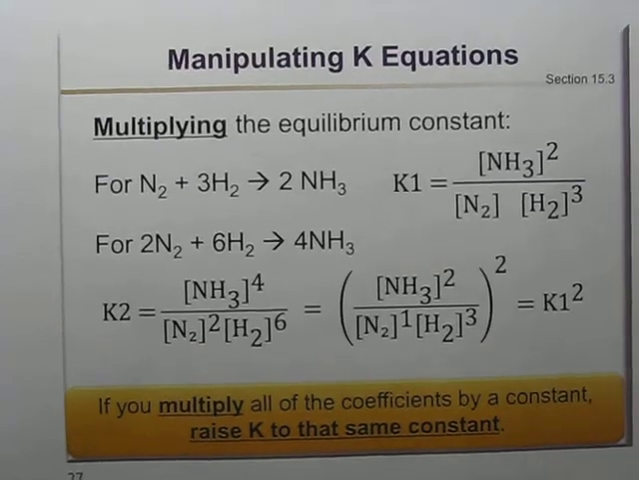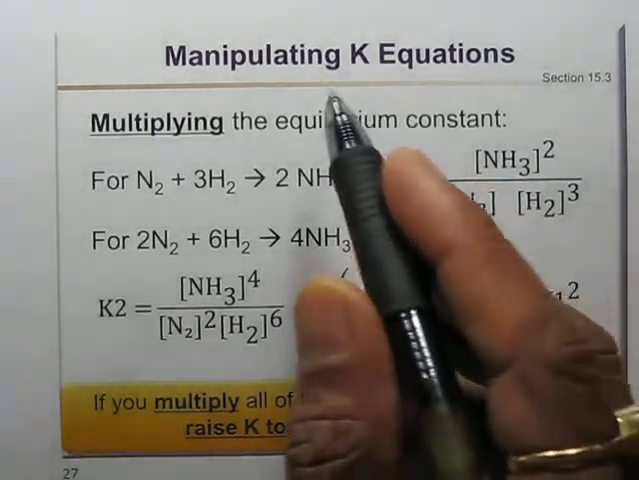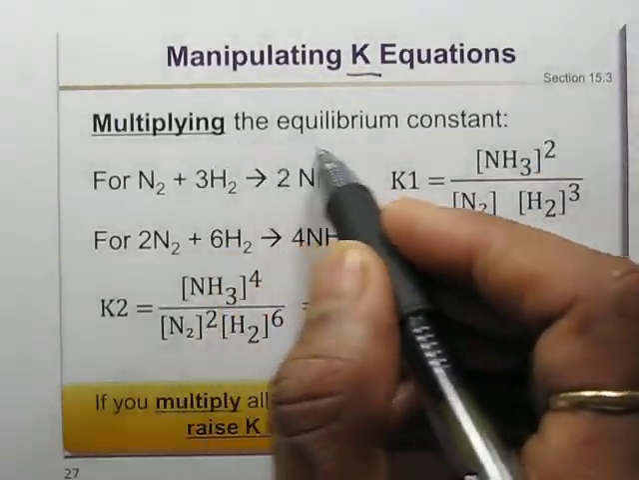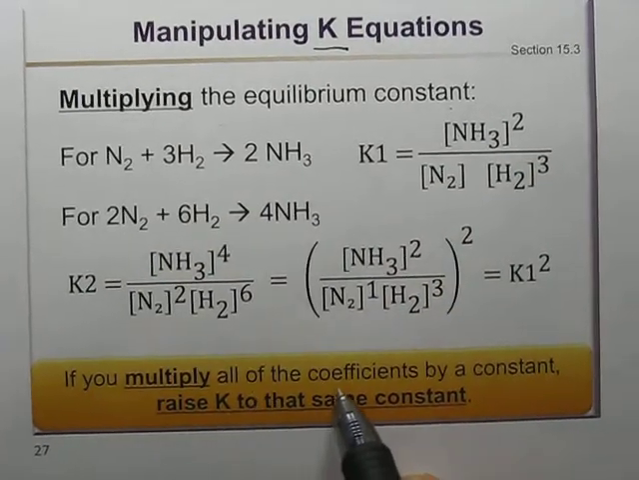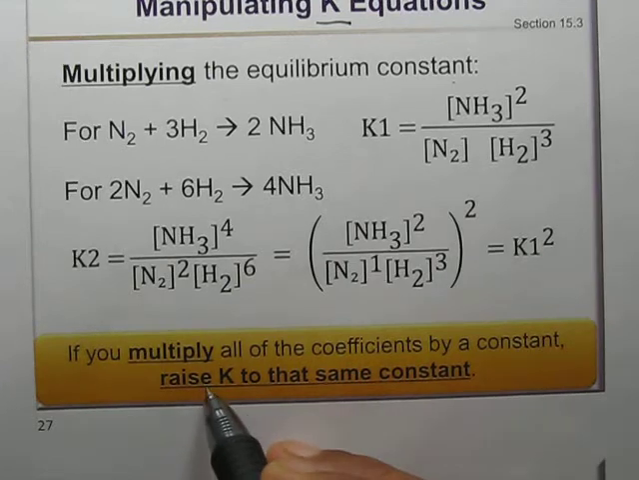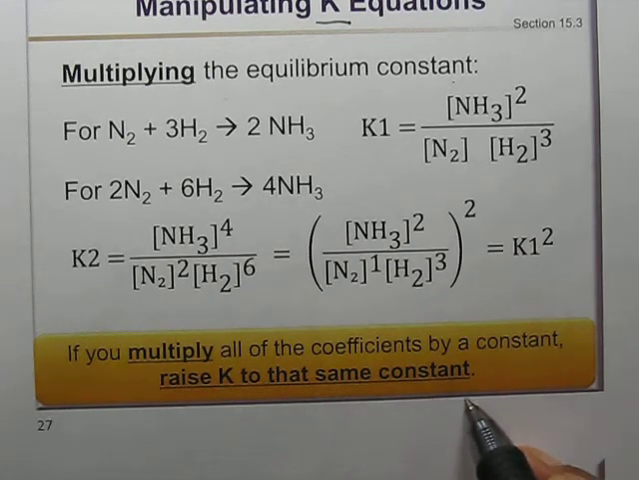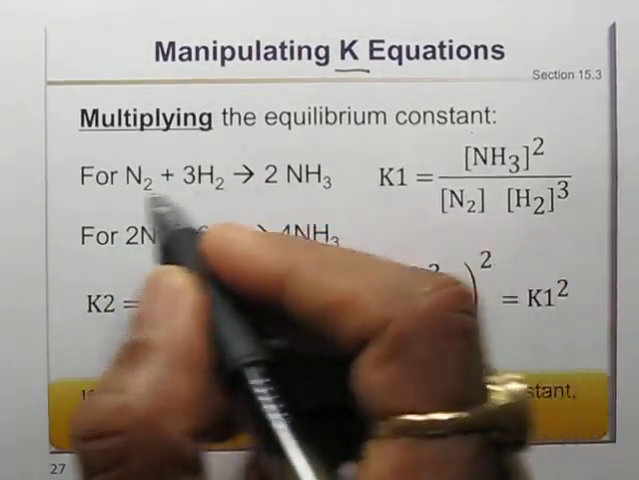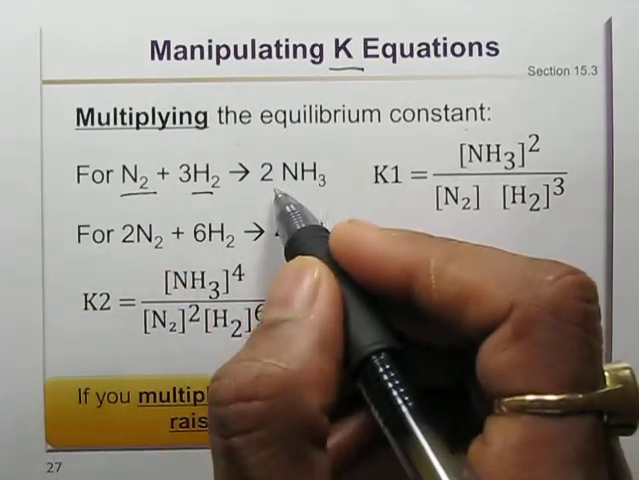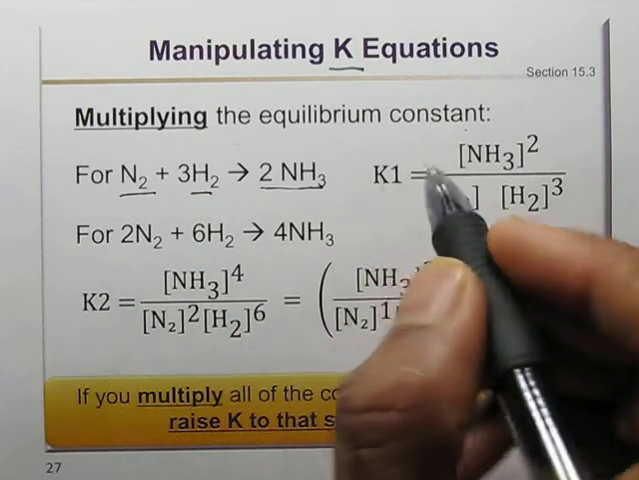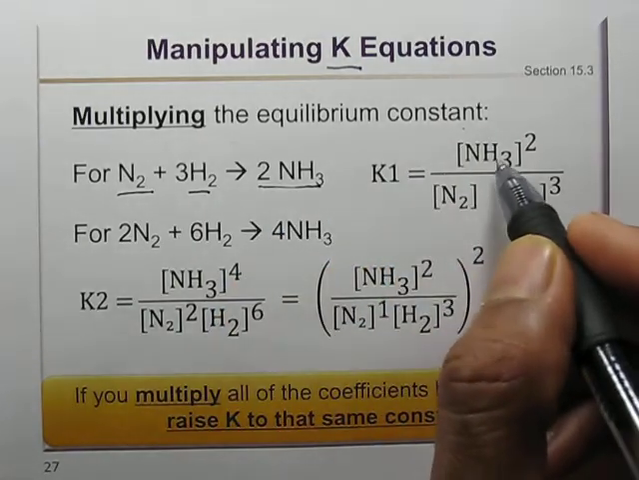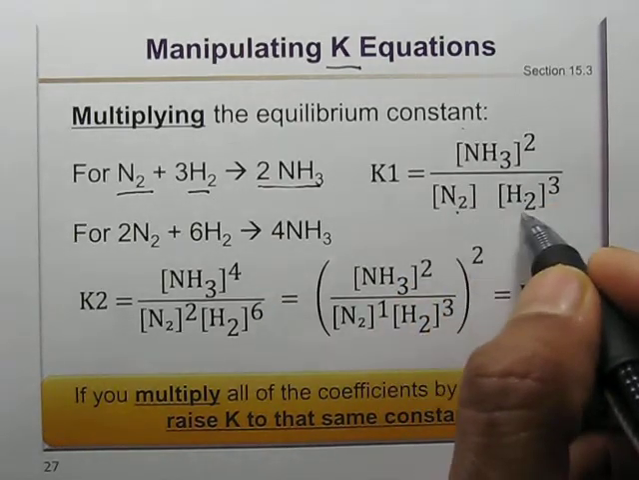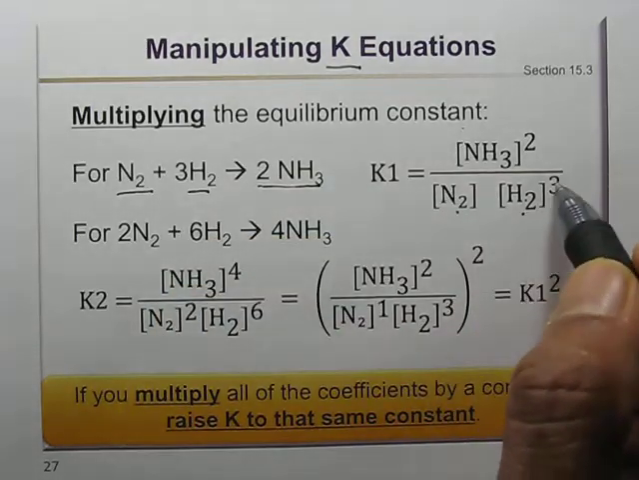In case of math, if we are going to multiply the K equations, if you multiply all the coefficients by a constant, raise K to that same constant. What does it mean? For example, take this reaction where ammonia is formed from nitrogen and hydrogen. K1 we can write for this reaction: ammonia raised to power 2, product, divided by reactants, nitrogen and hydrogen raised to power 3.